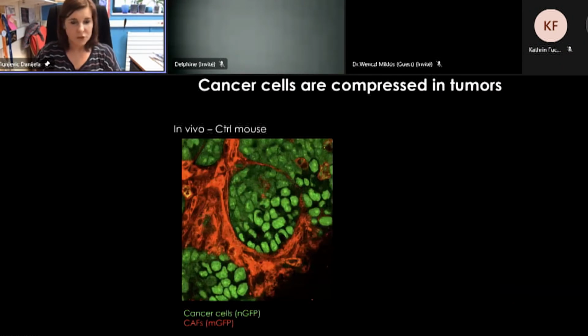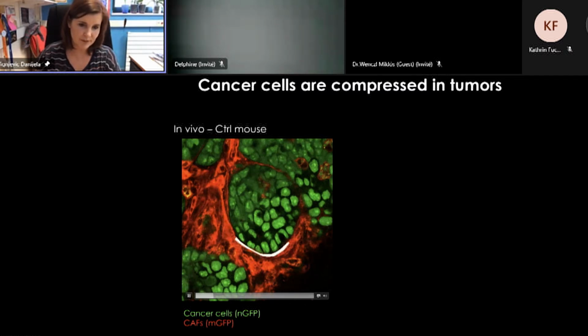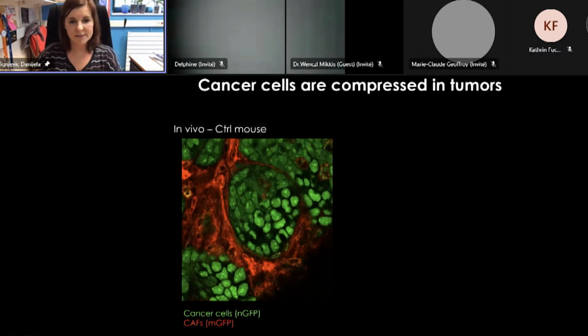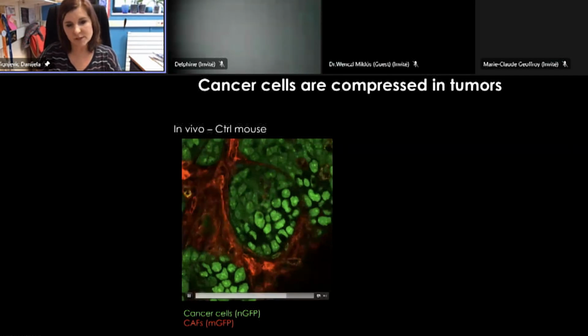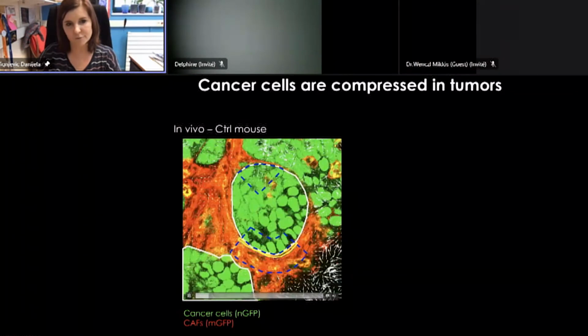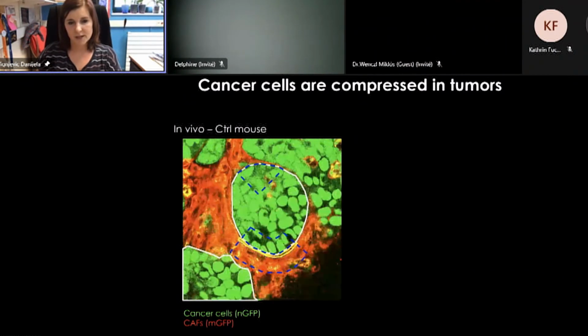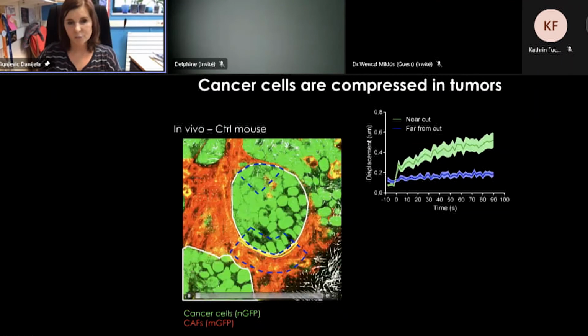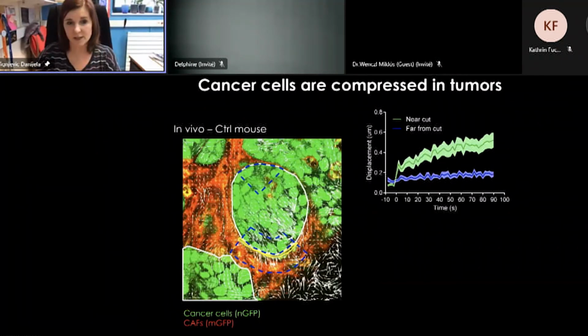Okay, so now what will be the mechanical interaction between the two cell types? For that, we use laser ablation to disconnect the cancer cells from the fibroblasts, in red here, and then look at the displacements, let's say of cells in the area closer to the cut and further away from the cut. What we see further away from the cut is a control, very, very little displacement.